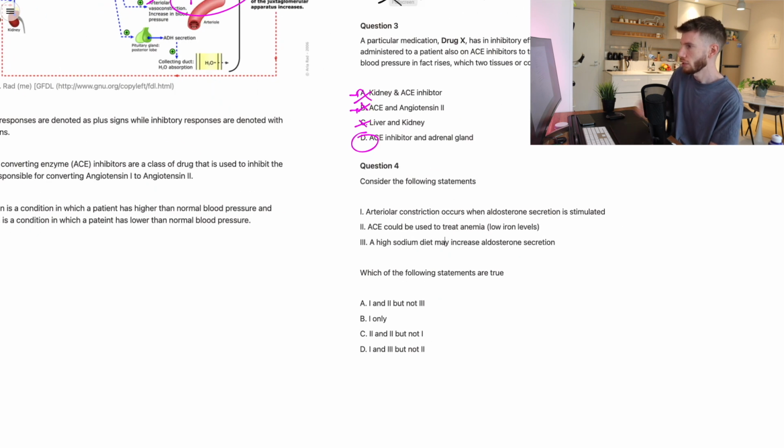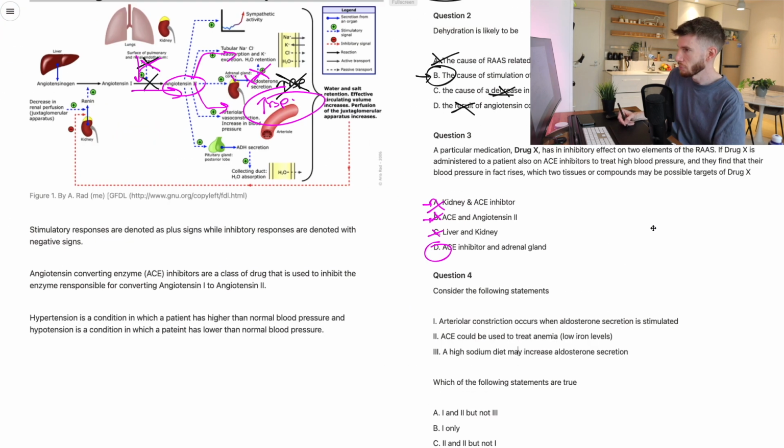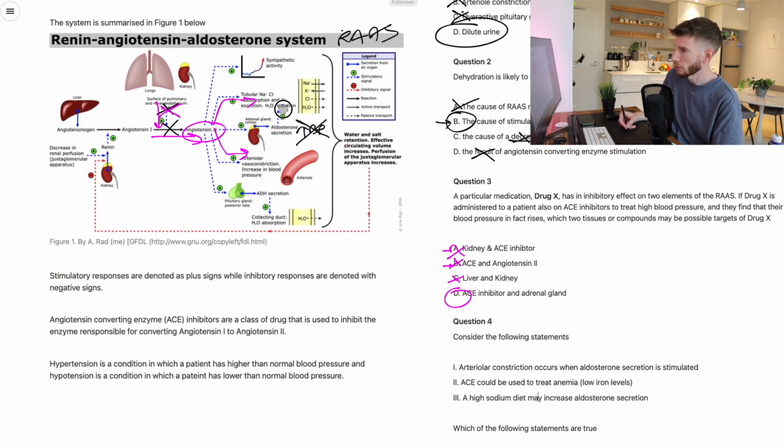So then question 4, the last one: consider the following statements. We've got blah, blah, blah. Again, never read these, just go straight to what you're looking for, true or false, and then check each one as you go and tick them. So: arteriolar constriction occurs when aldosterone secretion is stimulated. So if we have a look at that, I'll get rid of all this stuff again.